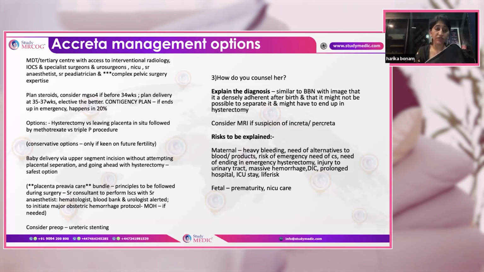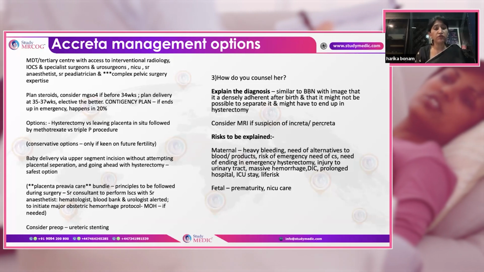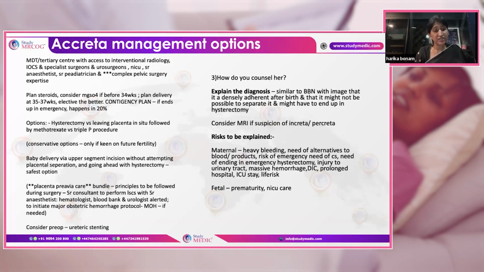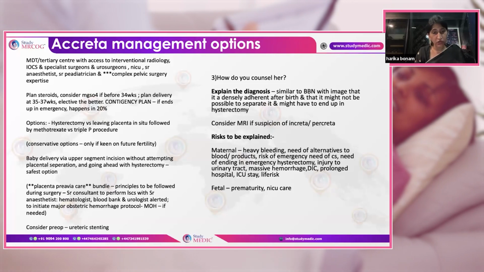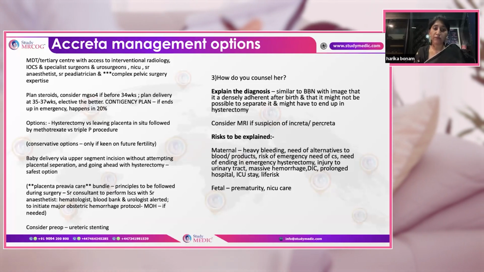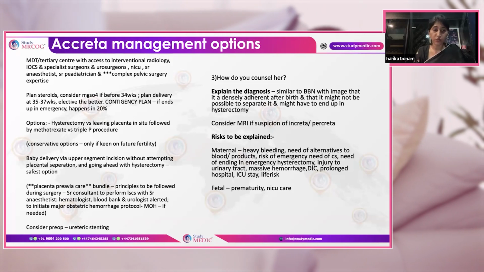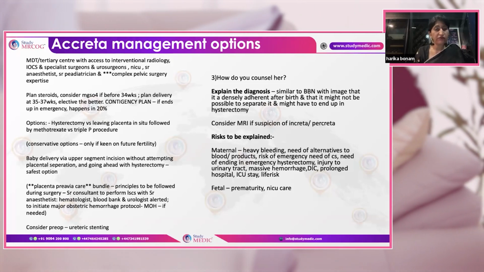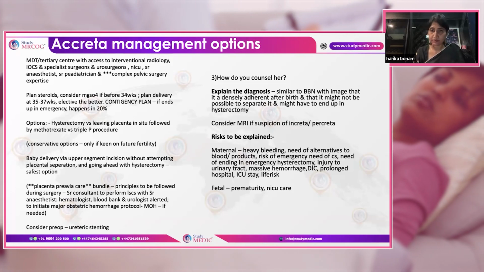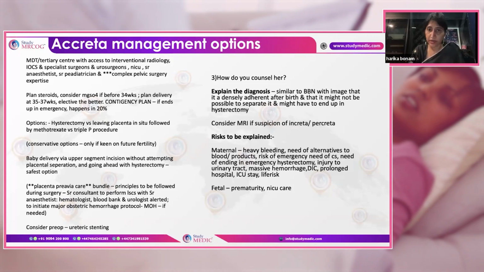Use the word placenta previa care bundle. Principles to be followed in the care bundle: involve the senior consultant to perform the surgery with a senior anesthetist, involve the hematologist and blood bank staff, alert the urologist, and initiate the MOH, major obstetric hemorrhage protocol, if needed. Preoperatively, consider ureteric stenting to prevent ureter injury or to identify it in time.